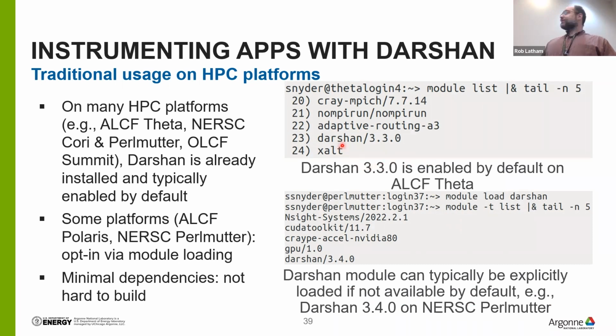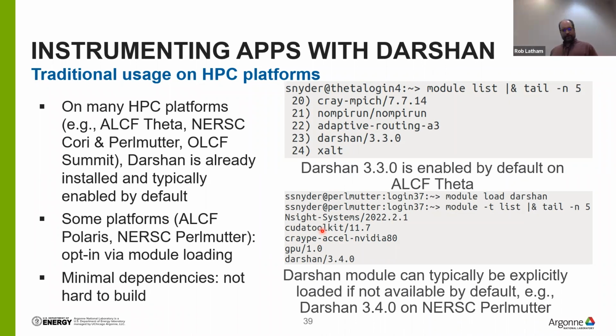But you might log into a system and, if you do a module list, you might find Darshan already part of your module environment along with the MPI and other things. Now on some systems like Polaris or NERSC Perlmutter, you have to opt in to Darshan. You have to load it up. It's still there on the system. It's just not there by default.